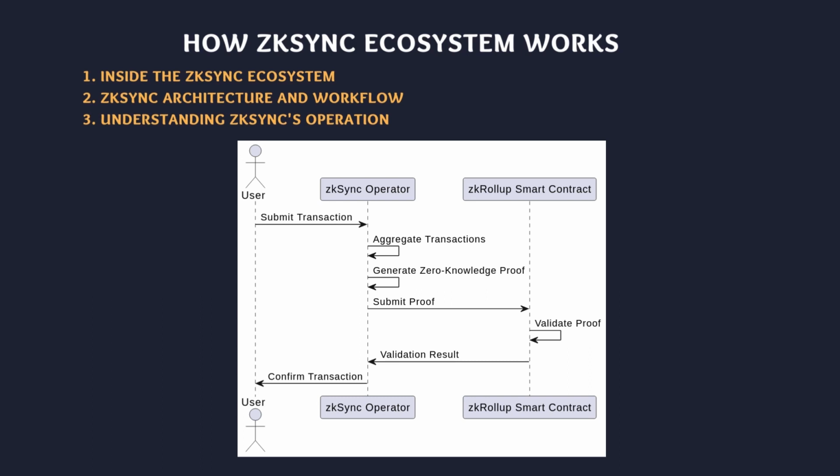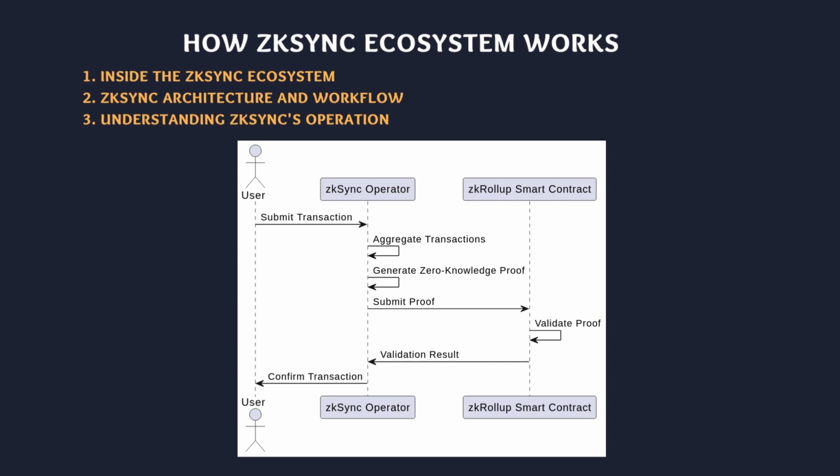4. On-chain validation. The zero-knowledge proof is then submitted to the zkRollup smart contract on the Ethereum mainnet. The smart contract validates the proof, ensuring that all transactions in the batch are correct. 5. State update. Upon successful validation, the state of the zkRollup is updated on-chain, reflecting the outcomes of the processed transactions. Benefits and efficiency improvements. This architecture and workflow offers several key benefits and efficiency improvements.